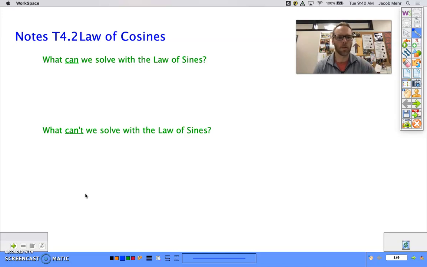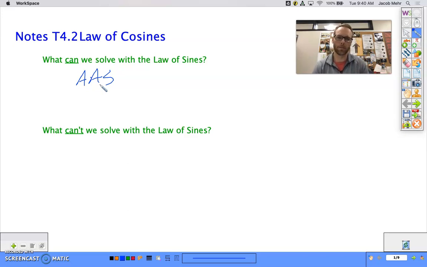All right, hi guys. So let's reflect a little bit on the law of sines that we just spent a couple days on. What scenarios can we solve with the law of sines? Well, first off, we solved a couple problems that were angle side problems. So angle side is something that we can solve with the law of sines.